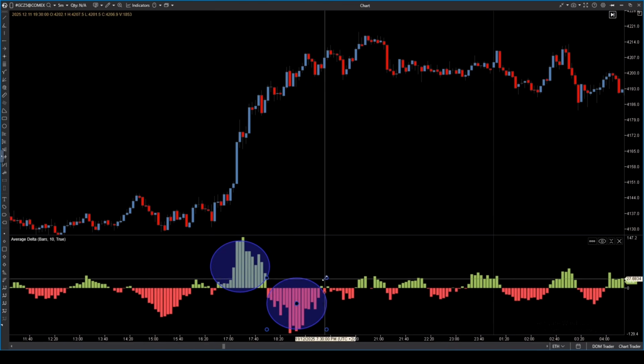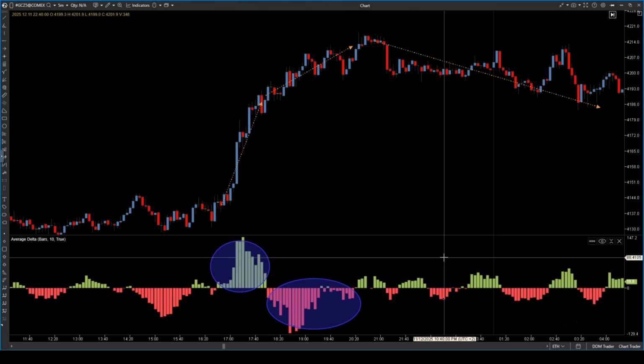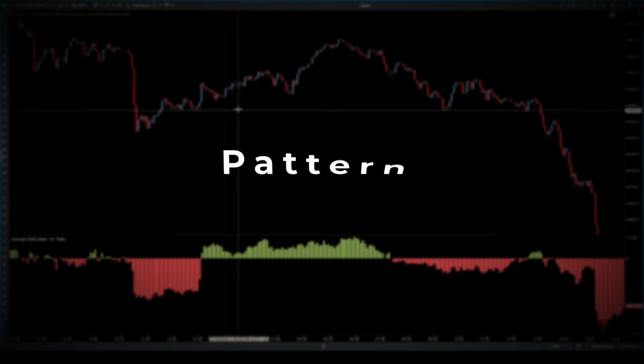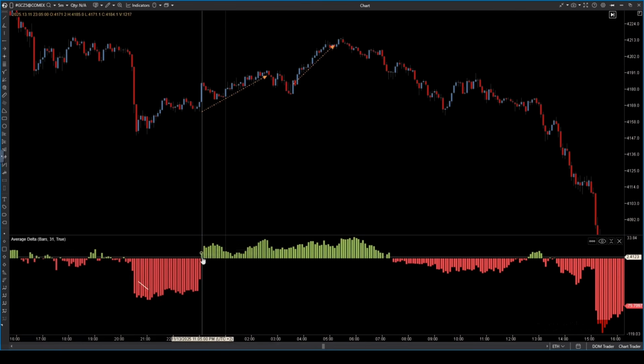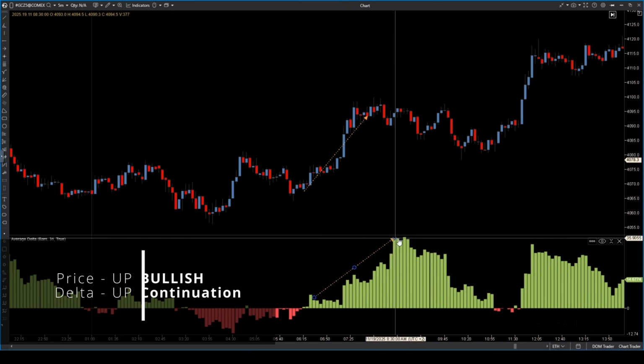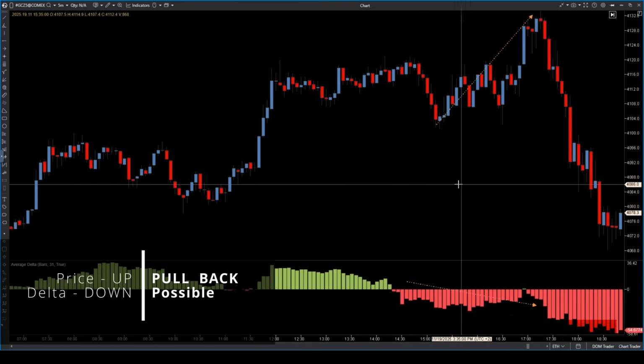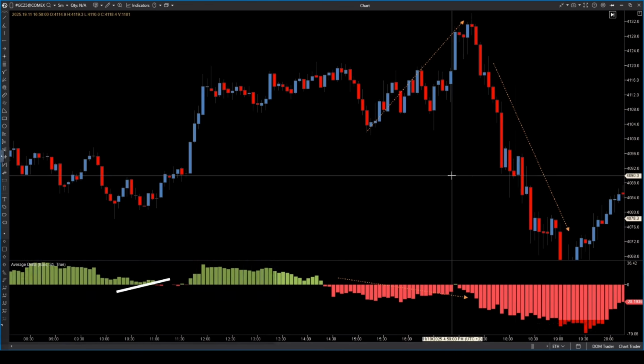This tool lets you look beyond the candles to see not just the movement, but the motives of market participants. Pattern cheat sheet. Rising delta as price rises: buyers are confirming the move. The trend is strong. Price rising, delta falling: bulls are running out of steam, a pullback is possible.